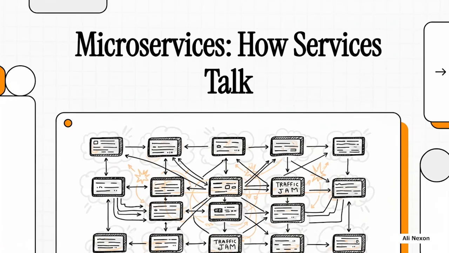All right, so you've done it. You've broken up that big old monolithic application into a bunch of smaller, shiny microservices. That's awesome. But now you've got a whole new set of questions, right? How do all these little services actually talk to each other? How do they even find each other in the first place? And how do you make sure all that communication doesn't just turn into one giant system-crashing traffic jam? Well, that's exactly what we're going to unpack today.